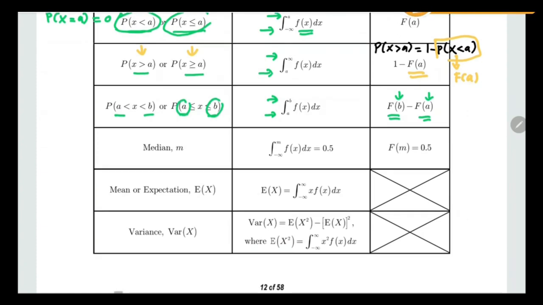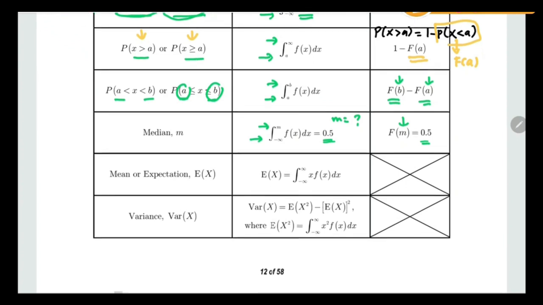And then go for the median. When using the PDF, you have to integrate from negative infinity up to m in order to get 0.5. So that m is your median. For the CDF, you just need to substitute m into the correct function of your CDF and equate to 0.5. The rest is just solving the equation.